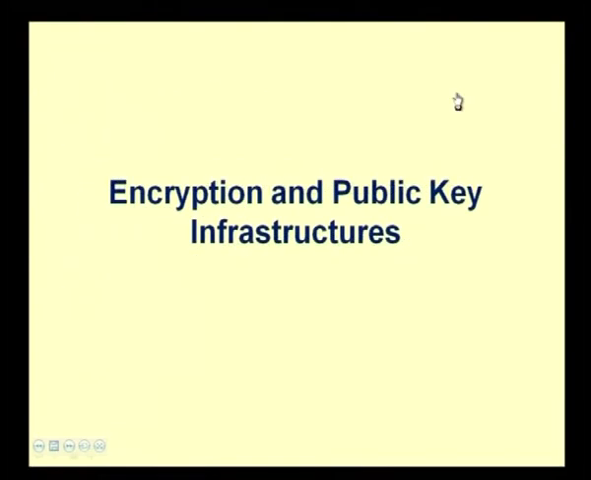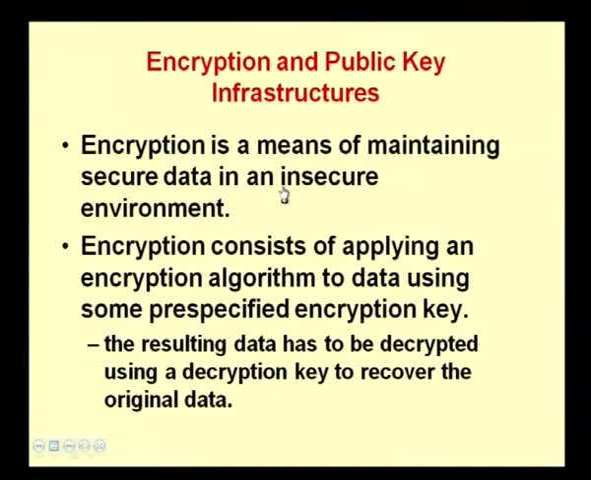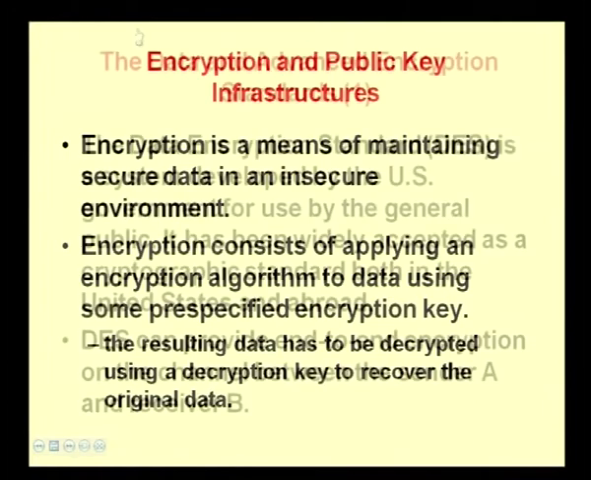Let us look at the next topic, which is encryption and public key infrastructure. We already looked at encryption, private key and public key when we covered the security algorithms, and we were talking about databases. But encryption is defined as a means of maintaining secure data in an insecure environment. It consists of applying an encryption algorithm to data using some pre-specified encryption key. The resulting data has to be decrypted using a decryption key to recover the original data.